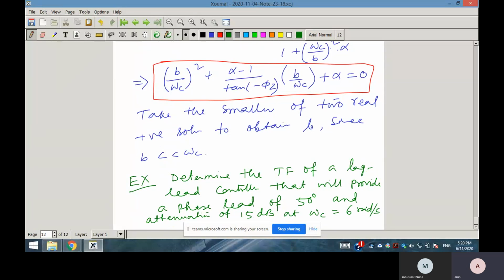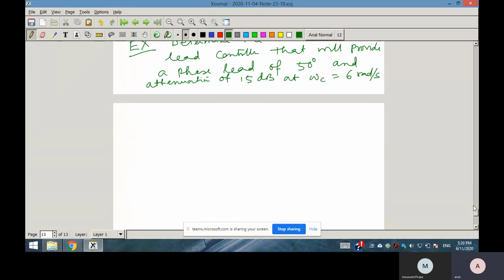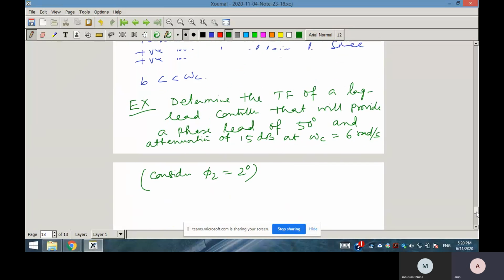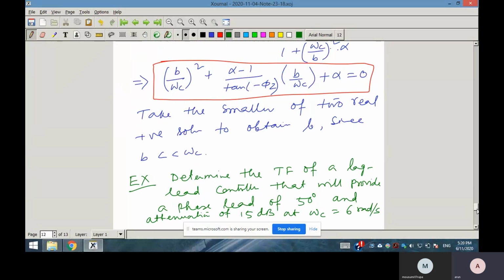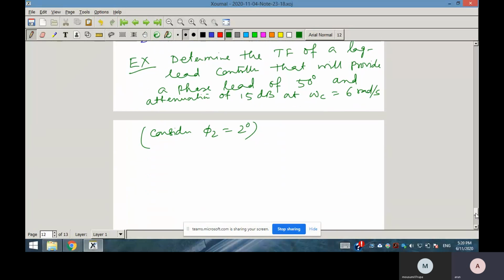So consider phi 2 equal to 2 degrees. So that is given. Phi 2 equal to 2 degrees. So this example is just to illustrate the design process, just to solve these equations and design the controller.